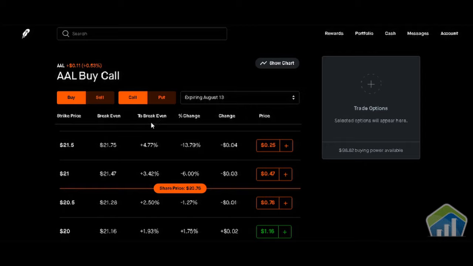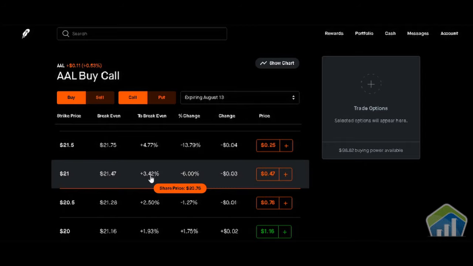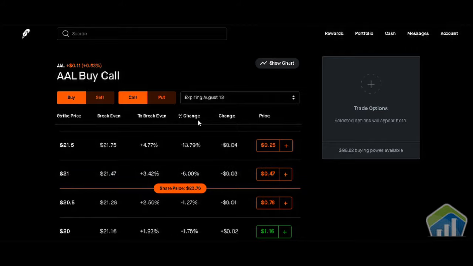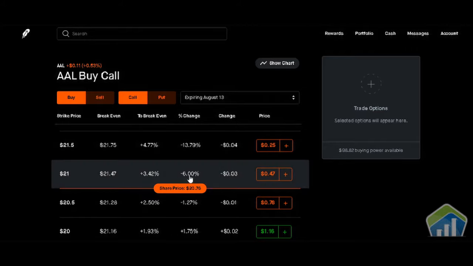To break even is going to be the positive amount of percentages before you break even. So positive 3.42%, and then the percentage change is negative 6%. And then they show you the change by 3 cents and then the price, right? So basically last Thursday or last Friday, the price, which says 47 cents, was actually 50 cents. So it went down by 3 cents, right?